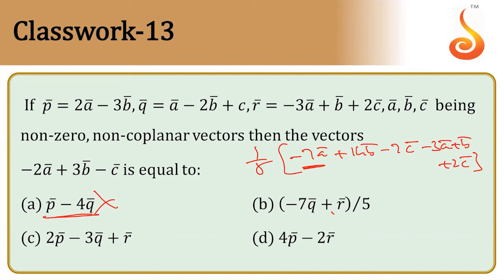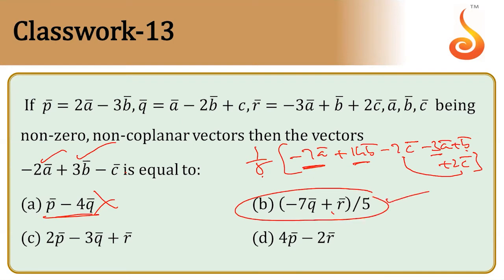Minus 10, minus 10 by 5, minus 2 comes. 14b plus b, 15 by 5, plus 3 comes. Now, minus 7c plus 2c, minus 5c by 5 comes. That means b is the right answer. That's it. So this type of question you can apply verification only. It is not a normal method, you just go for verification. Whichever option is matching, you can take that as the answer. So option B is matching in this case.